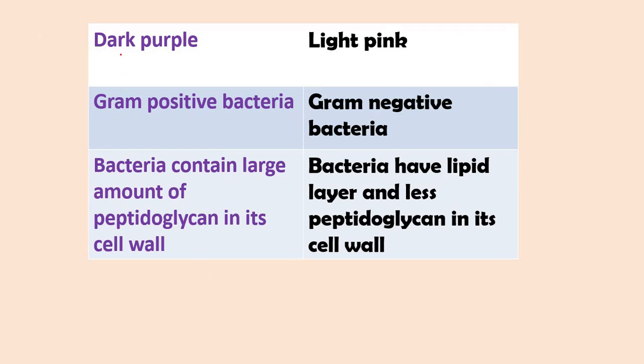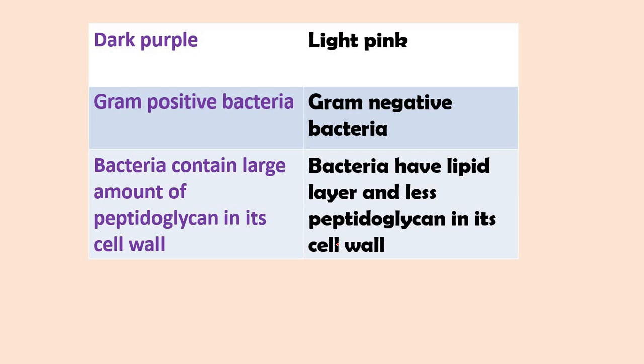If the bacteria stained dark purple, it's called gram-positive bacteria, okay? And it's stained dark purple because this bacteria contain large amount of peptidoglycan in its cell wall. If the bacteria stained light pink, it's called gram-negative bacteria, and this is because this bacteria have less peptidoglycan and a thick lipid layer covering the peptidoglycan, which give it a lighter color.